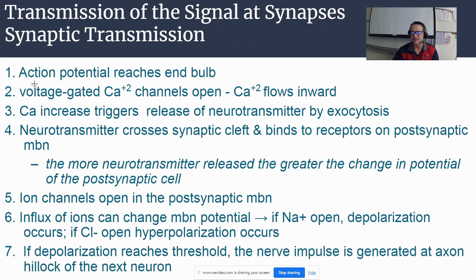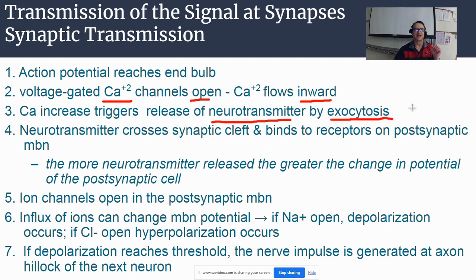All right, but anyways, when the action potential reaches the synaptic end bulbs, that's going to cause voltage-gated calcium channels to open and calcium to flow into the synaptic end bulb. So far, I didn't forget anything. The calcium triggers the release of neurotransmitters. Oh, by exocytosis. I didn't even know that was going to be in here. I doubt you need to know that.